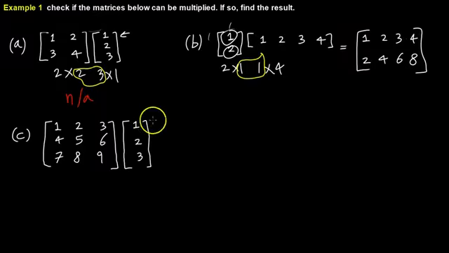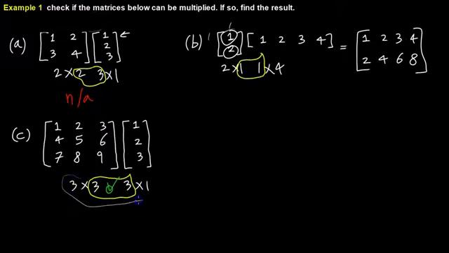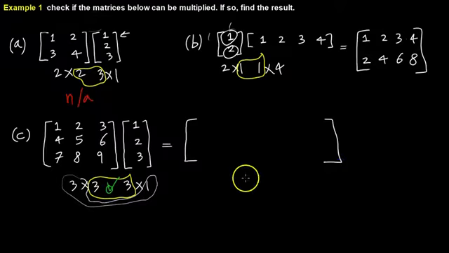Let's go ahead and move on to the third example. In this case, let's look at the dimensions again. We have a 3 by 3 multiplied by a 3 by 1 matrix, or column vector, which is just a special case of a matrix. The inner dimensions match, so we're able to multiply these, and the resultant matrix is going to be a 3 by 1, so 3 rows and 1 column.